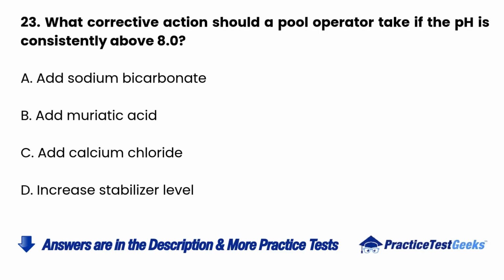23. What corrective action should a pool operator take if the pH is consistently above 8.0? A. Add sodium bicarbonate. B. Add muriatic acid. C.